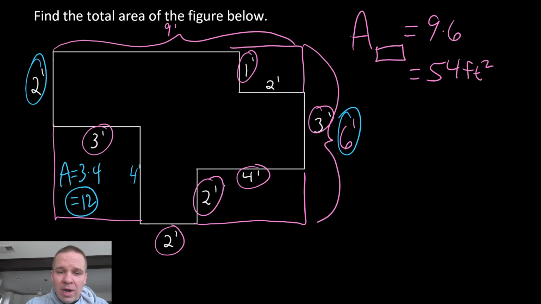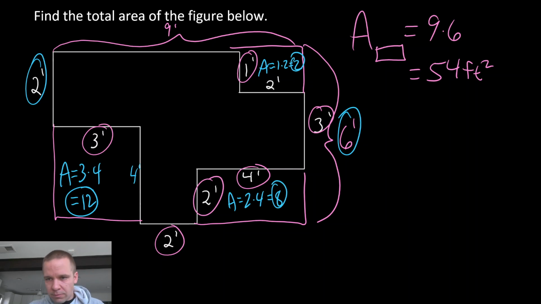All right, now the other one I already have both dimensions. We have 2 and 4. So this area is going to be 2 times 4, which is going to give me 8. And then my last one up here, I also have both. That works out really well. I have 1 times 2, which equals 2. Boom, boom.